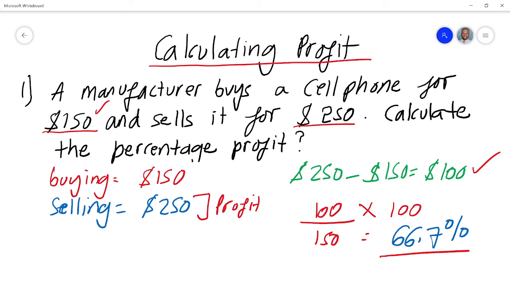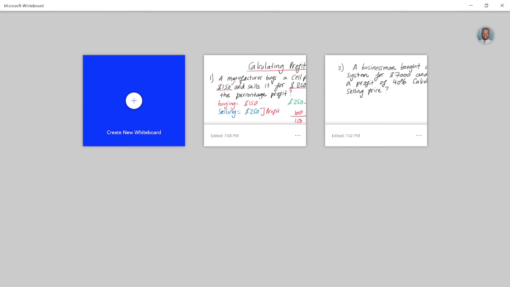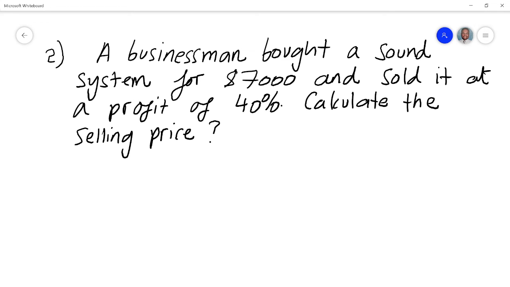All right. Now let's move on to another question here. So I'll read this question out. A businessman bought a sound system for $7,000 and sold it at a profit of 40%. Calculate the selling price.